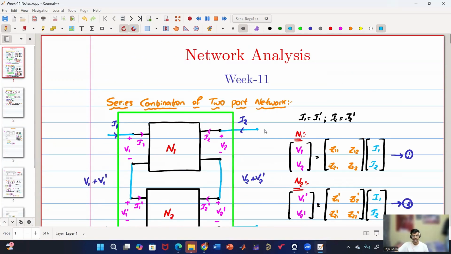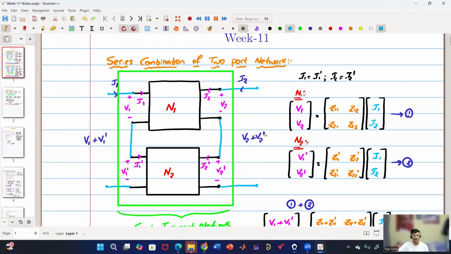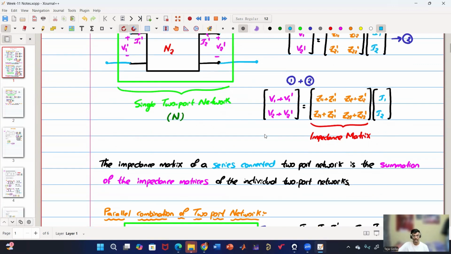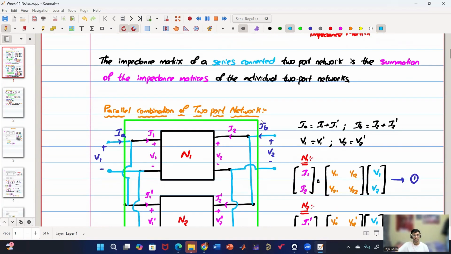In case no, I'll just summarize this week's session and then I'll conclude today's session. So week 11 is about series, parallel as well as cascaded combination of two-port networks, or it could be any other combination. But we have started with these three combinations. So we have seen that in series combination, it would be good if you use the impedance matrix because we can get the impedance matrix of the series connected two-port network as the summation of the impedance matrices of the individual two-port networks. Whereas in the case of parallel connection of two-port networks, currents will be added up.